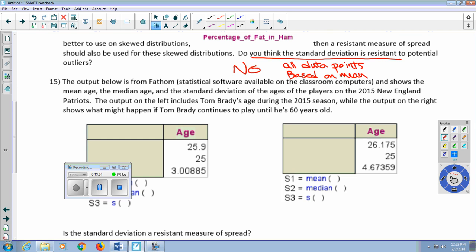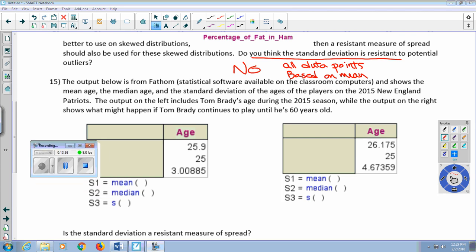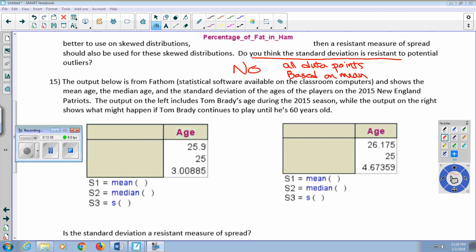So let's also just look at one more piece of information about the standard deviation. Here are some statistical outputs from technology. And here on the one side, we have the New England Patriots. The left side's including Tom Brady's age during the 2015 season. And the output on the right shows what would happen if he continued to play till he was 60 years old. Okay, so we have a bit of an outlier over here.